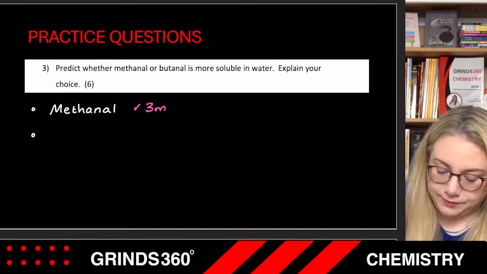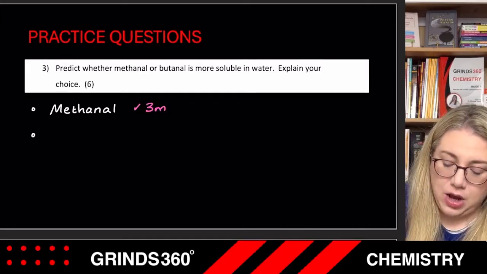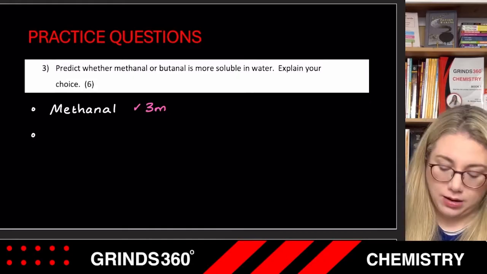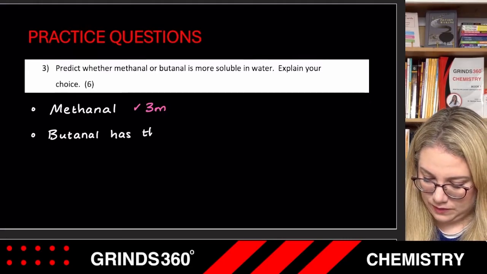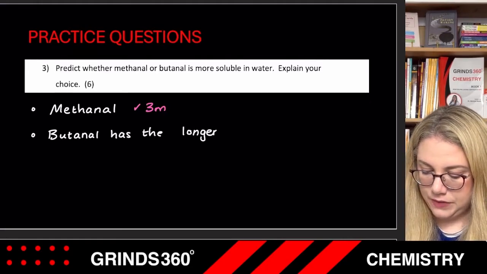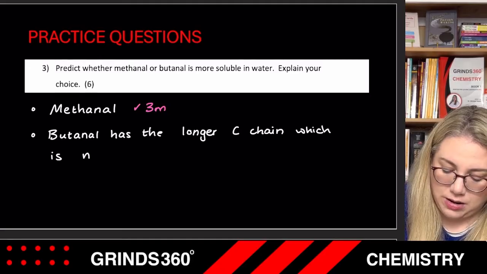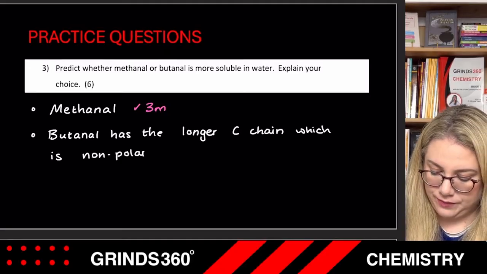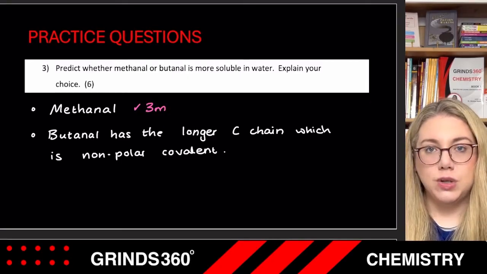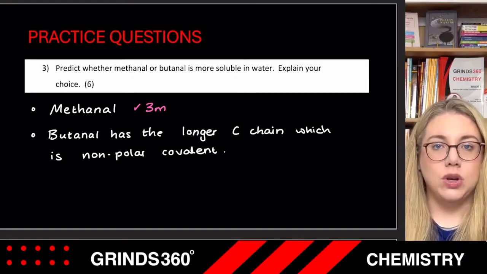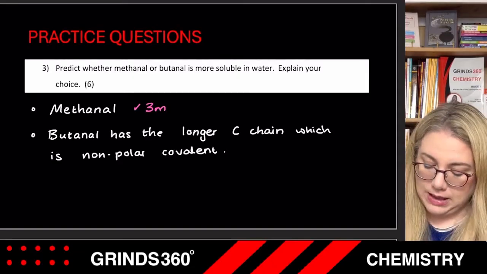Now, why? You can either go after this as it has the shorter chain, or you could say butanal has the longer carbon chain, which is non-polar, covalent, whereas methanal has the shorter carbon chain, therefore it's unlikely for the non-polar part to overcome the solubility provided by the polar part. Next.